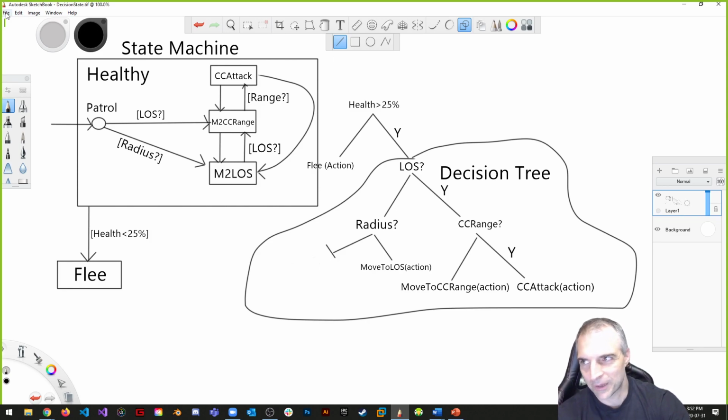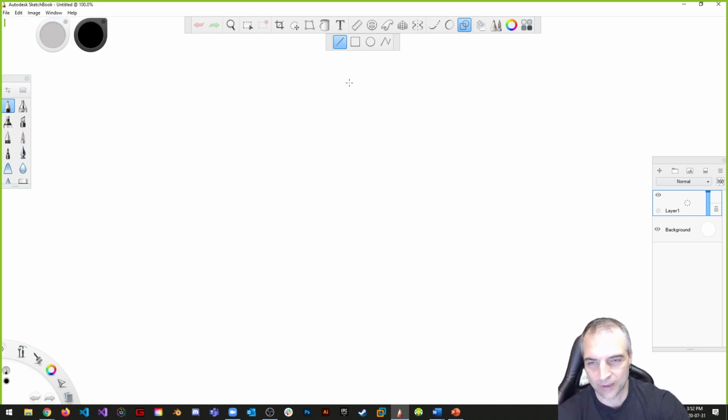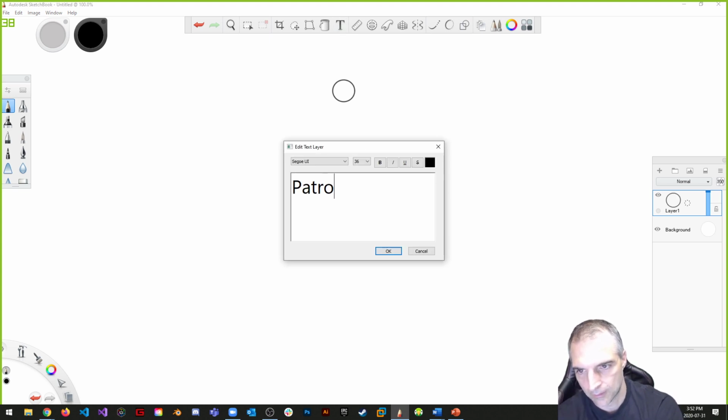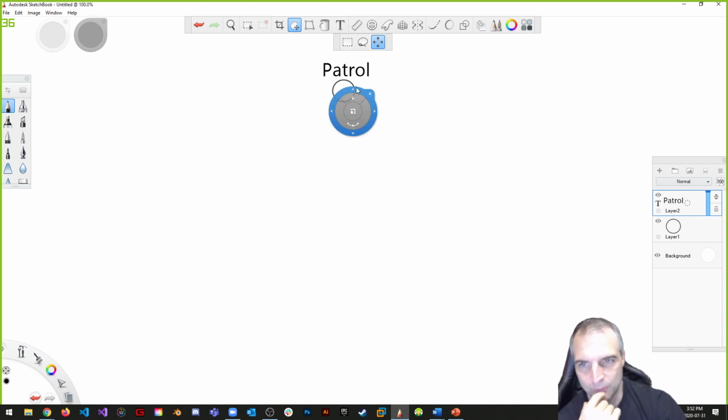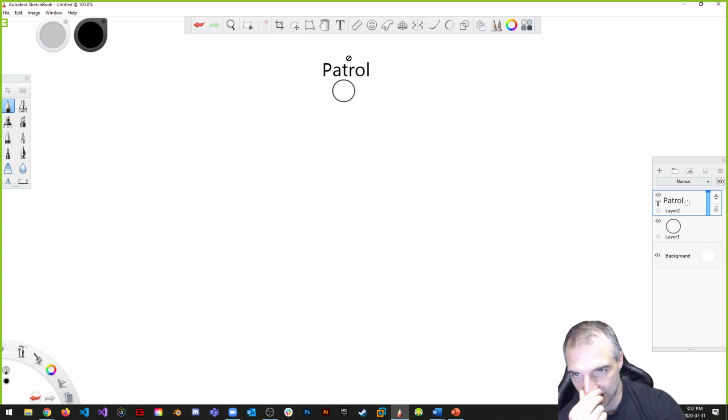But let's make a new one. So how about for behavior trees? How does that work? Now we have to use different symbols for this, but basically the idea is that we start with a starting state, and that's the patrol state. So the patrol starts at the top. And again, you could think about this healthy as unhealthy again, because of the way we've done it.